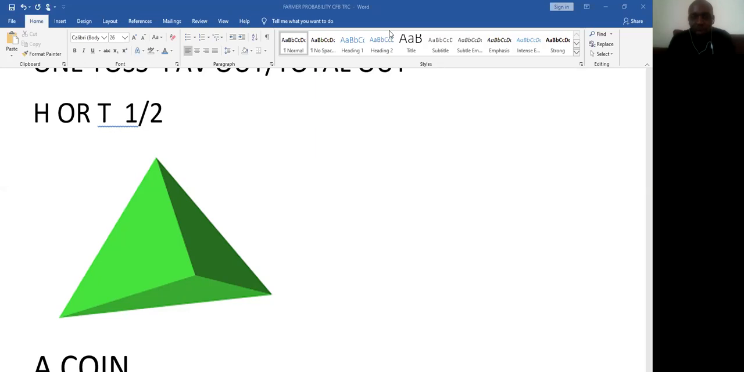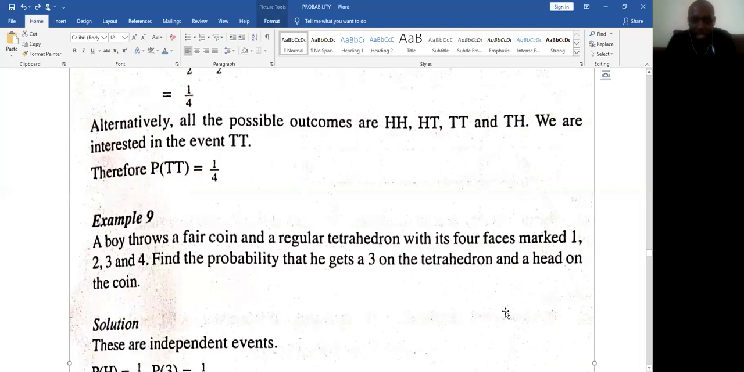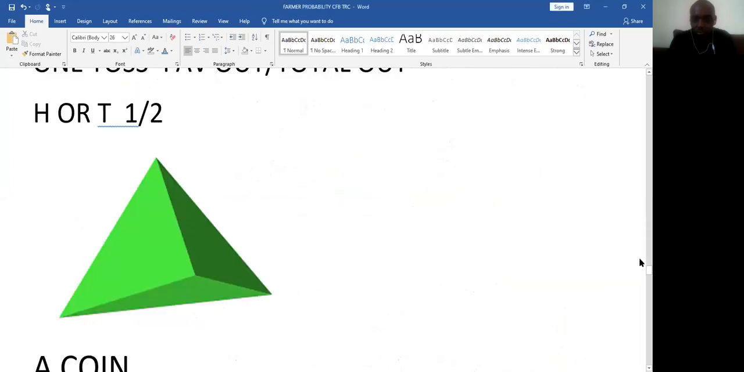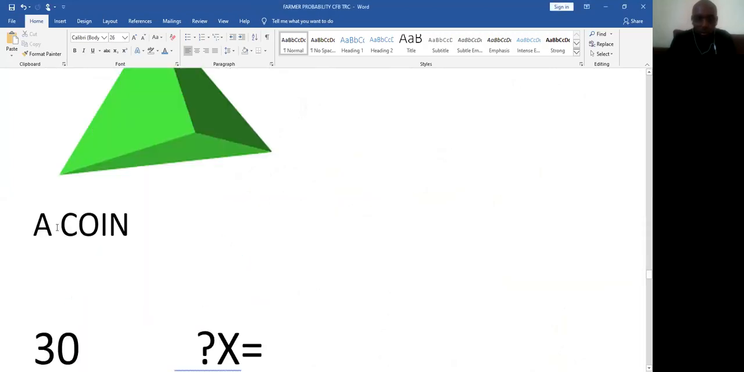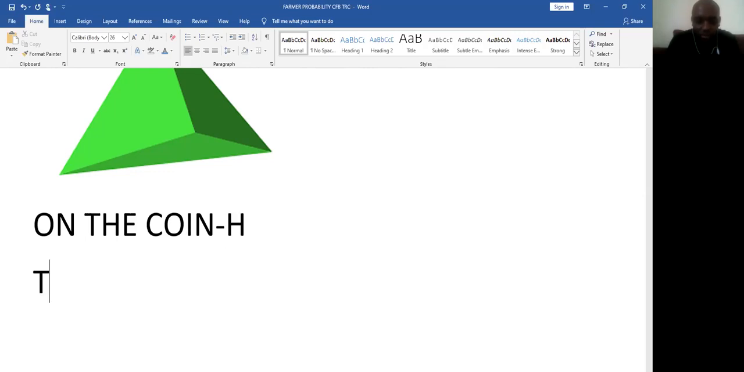So you are told here, a boy tossed a coin and a tetrahedron. What is the probability of getting 3 on the tetrahedron and a head on the coin? Head on the coin, 3 on the tetrahedron. On the coin, we want to get a head. On the tetrahedron, we want to find the face marked 3.